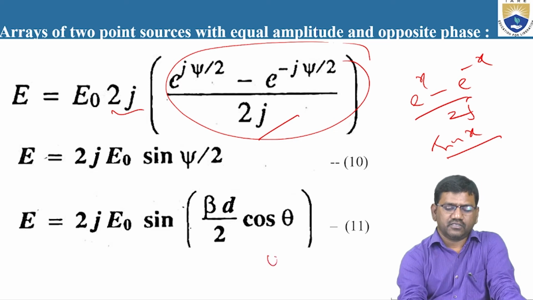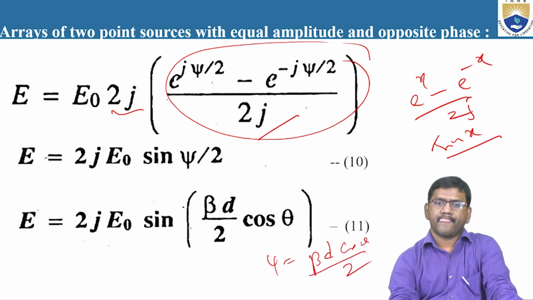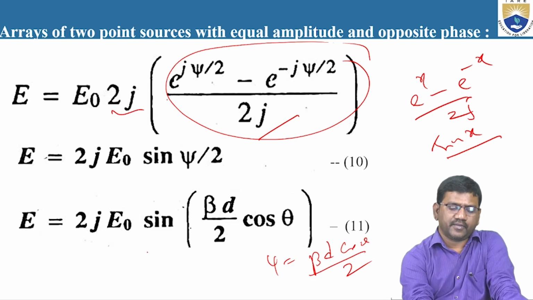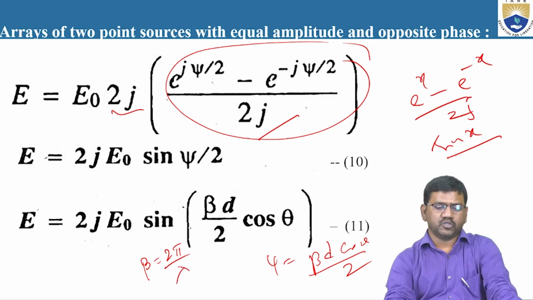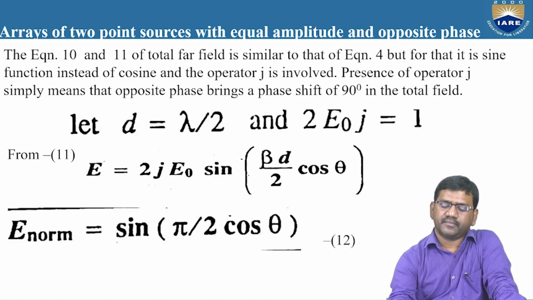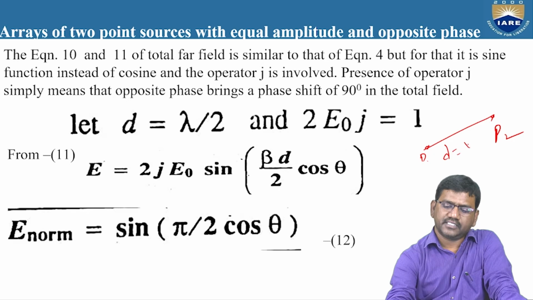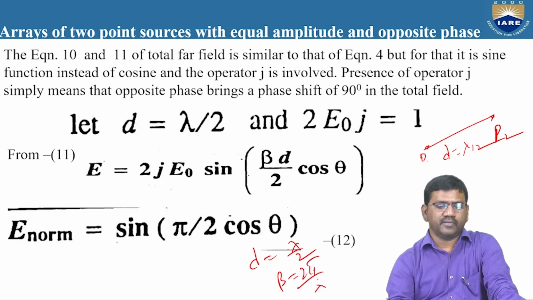So we know that psi, that is the phase angle, is equal to beta d cos theta, so psi by 2 is beta d cos theta by 2. What is beta? Beta is the propagation constant, represented as beta is equal to 2 pi by lambda. So let us assume the distance between the 2 point sources, P1 and P2, is lambda by 2. That means d is equal to lambda by 2, and beta is equal to 2 pi by lambda.